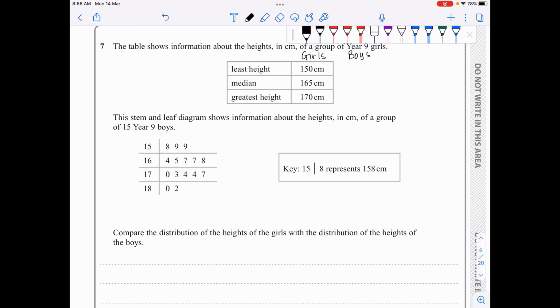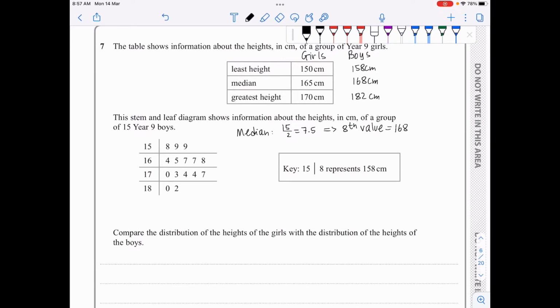The least height is obviously 158 centimeters, and the greatest height is 182 centimeters. Now to find the median, well, we've got 15 boys. I'm gonna do 15 over 2. It's 7.5. And because I got a non-integer, I'm going to round up, so the median will be the 8th value. So we've got 1, 2, 3, 4, 5, 6, 7, 8. So 168 is the median for the boys.